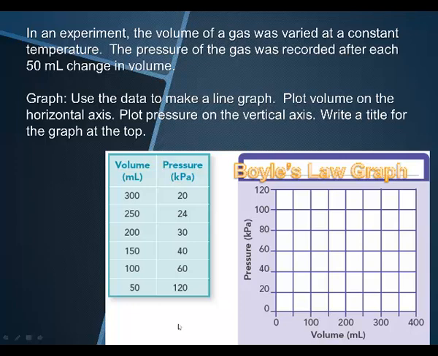So let's start right here. 300 milliliters and 20 kilopascals would be plotted over here. Let's jump down to the bottom of the chart. 50 milliliters and 120 kilopascals would be plotted up here at the top of the graph. And as we work our way through the graph, we would slowly plot out these points. Now notice our graph is not a straight line any longer.